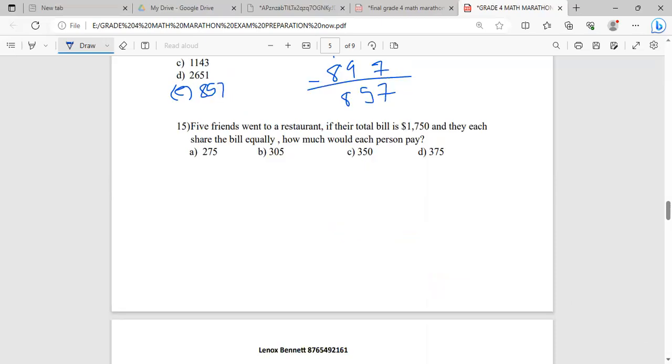15. It says 5 friends once went to a restaurant. If their total bill was 17,050, they each share the bill equally. How much would each person pay?